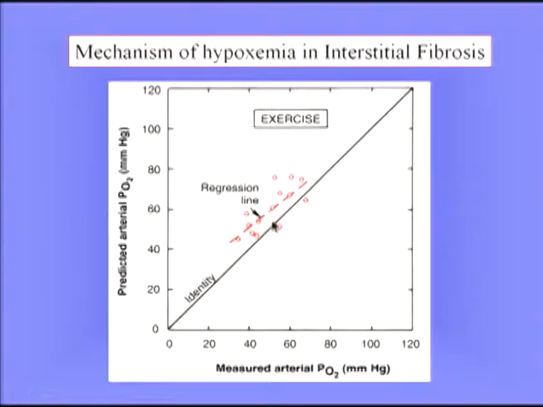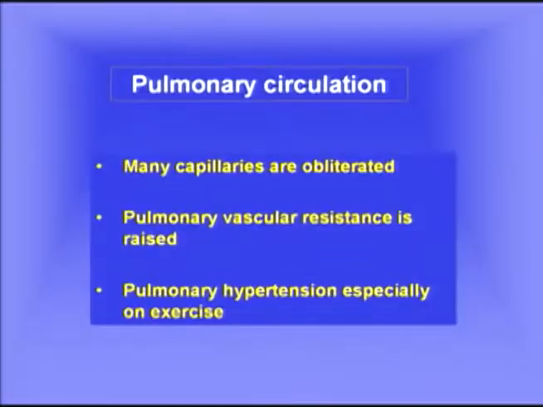So what this said was that at rest, it looks as though there is no hypoxemia caused by diffusion limitation. But then when we exercised the patients, we found that there was a difference between the regression line and the line of identity. In other words, the measured arterial PO2 was less than the predicted value based on the degree of ventilation perfusion inequality. And so this was strong evidence that there was some diffusion limitation of oxygen transfer sufficient to lower the arterial PO2 on exercise, but not at rest. And that's probably the case with most patients.